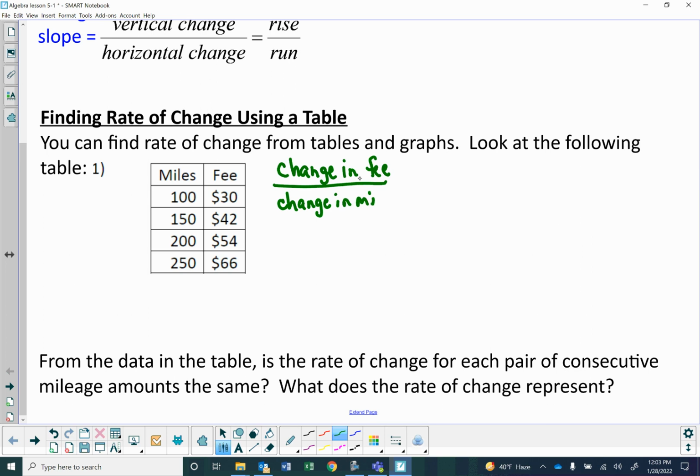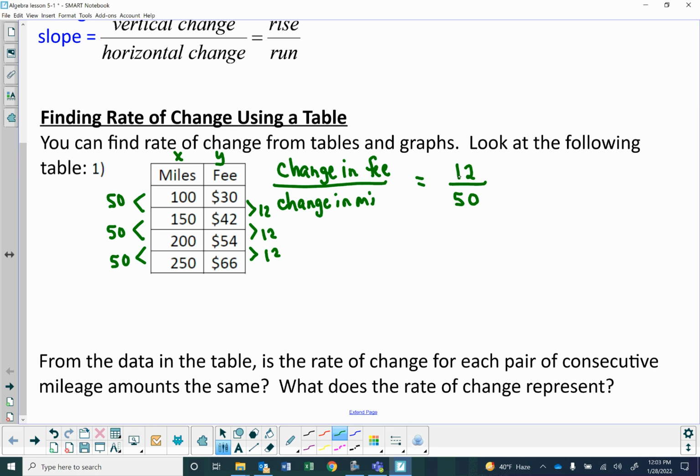So when we do this, we simply look at how much the change occurs in my y value, because remember, this is always x and this is always y. So here I'm looking at 30 to 42, which is a change of 12, 42 to 54, which is a change of 12, 54 to 66, which is a change of 12. In my miles, 100 to 150 is a change of 50, 150 to 200 is a change of 50, and 200 to 250 is also a change of 50. So the change in my fee would be $12, over the change in my miles, that would be $50, or excuse me, 50 miles.